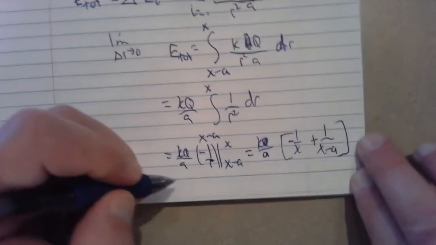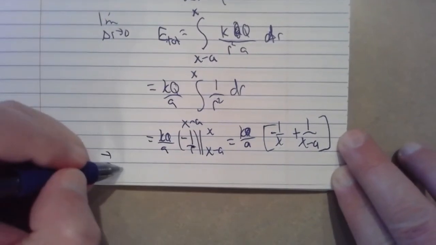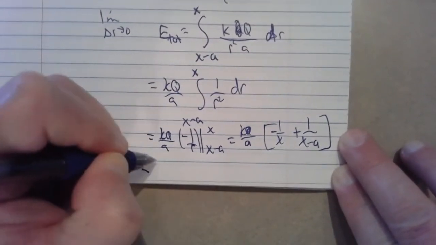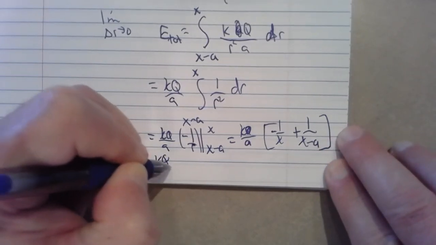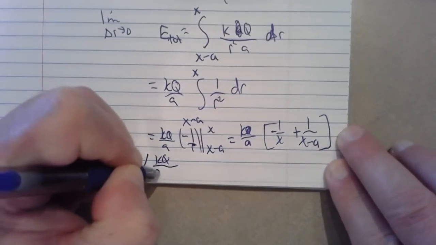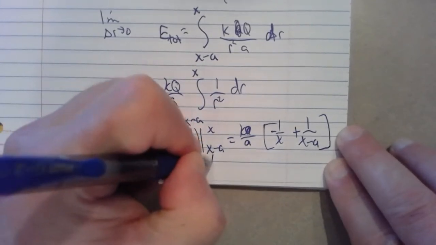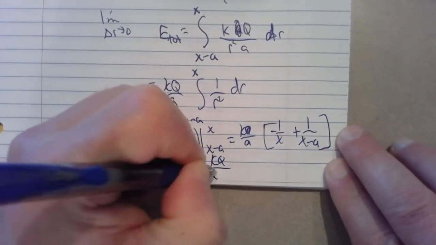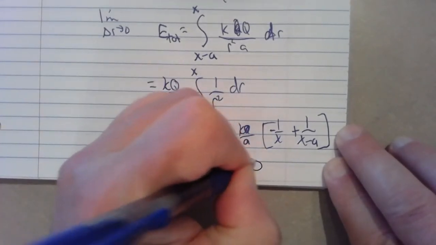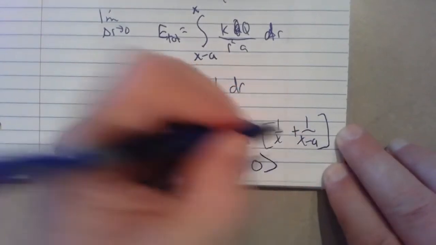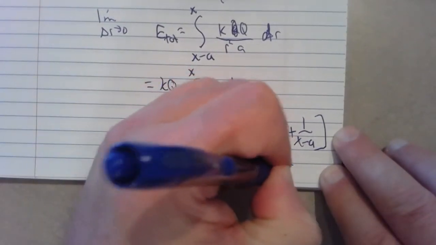So we get the electric field, points all in the x direction, so we'll write this as a vector, and we can distribute there if we want: kq over a(x minus a) minus kq over xa, comma, the y component is 0. And of course, our units, we should put units in here, newtons per coulomb.